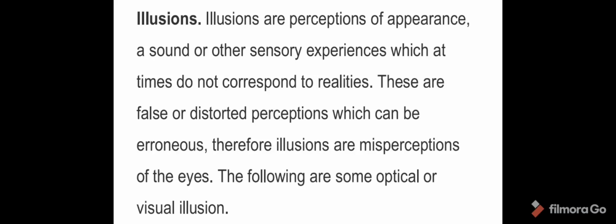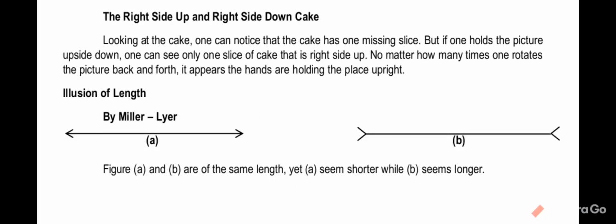The following are some optical or visual illusions. The right side up and right side down cake. Looking at the cake, one can notice that the cake has one missing slice. But if one holds the picture upside down, one can see only one slice of cake that is right side up. No matter how many times one rotates the picture back and forth, it appears the hands are holding the plate upright.